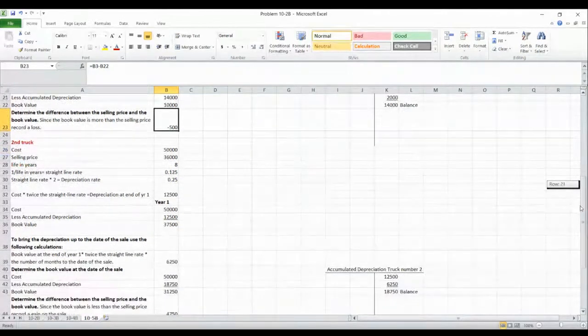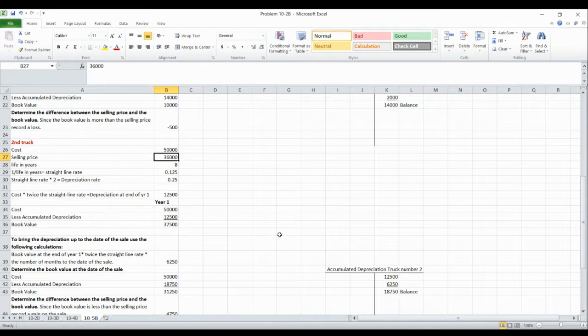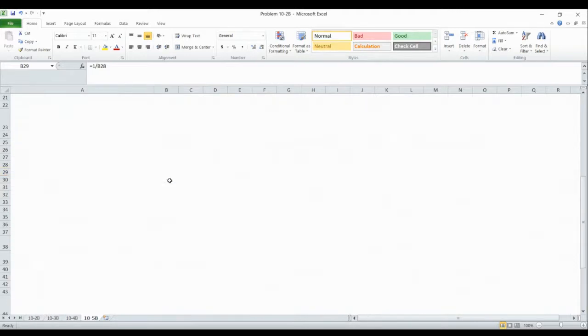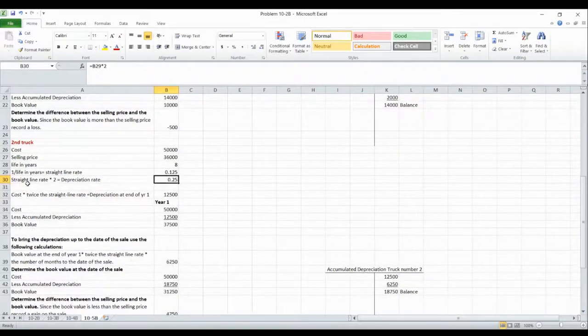For our second truck, it cost us $50,000. We had a selling price of $36,000, and the life of this asset was 8 years. To find the straight line rate, we would take 1 and divide it by the 8 years. It will give us 0.125. Remember, in the declining balance method, we have to multiply the straight line rate by 2 to get the depreciation rate. So 0.125 times 2 is 25%.